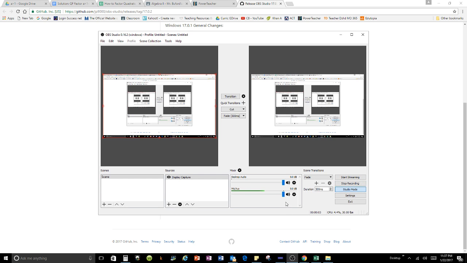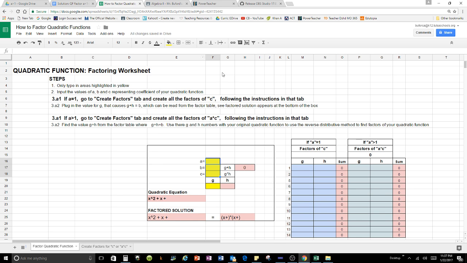Hello class. We are going to learn a little bit about recording, using the quadratic function factoring sheet. I've updated it a little bit here so that things are a little more automated.